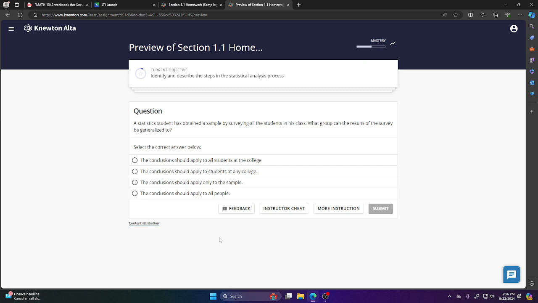Let's keep going. Statistics students obtain a sample surveying all students in the class. Hey, look at that right there. What group can the results be generalized to? So what do you think? A, B, C, or D? B? So it should be applied to any college? No. All the students at the college? Only to the sample. That's what we had last time. And then apply to all people. I don't think that's right.